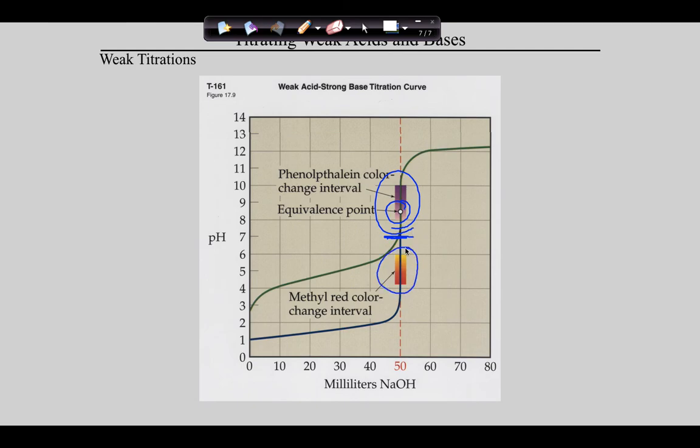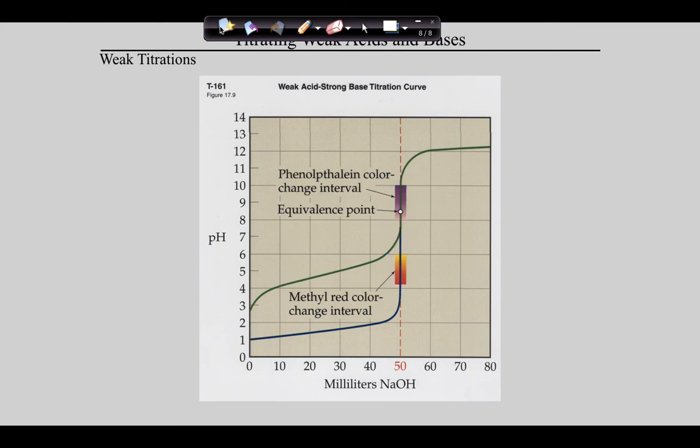But an indicator like methyl red, and maybe why did they put that on there? Guys, methyl red is not an acceptable indicator for weak acid-base titrations because methyl red is going to turn colors when you're here in the titration, which is nowhere near equivalence. That's why we use phenolphthalein pretty universally, because it works for most titrations, whether they be strong or weak. You get the idea?